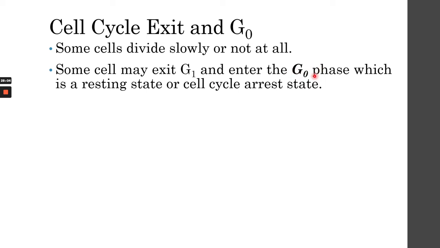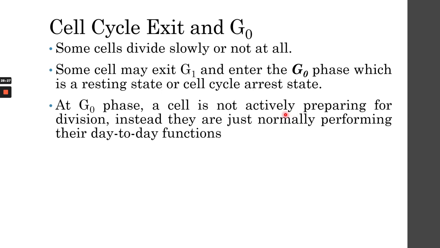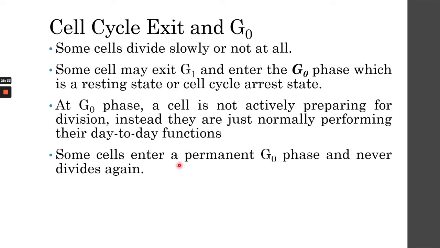In G0 phase, what is happening is basically the cell is just doing its function. So it's functioning as it's supposed to. It's not duplicating its DNA, it's not duplicating organelles, it's not increasing its size. It's just there existing to do its job. At G0 phase, the cell is not actively preparing for division. Instead, they're just normally performing their day-to-day functions.